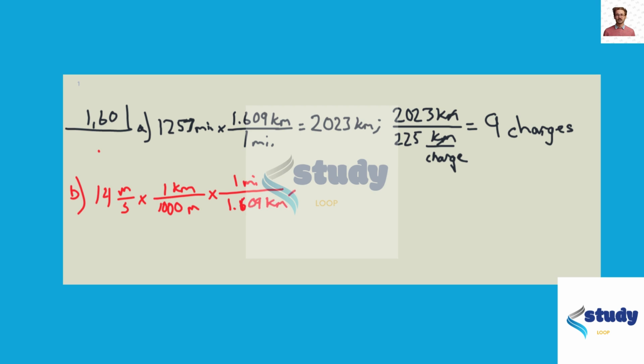And then we convert seconds to hours by multiplying by 60 two times. The first time to convert from seconds to minutes, the second time to convert from minutes to hours. And this gives us a value of 31 miles per hour.